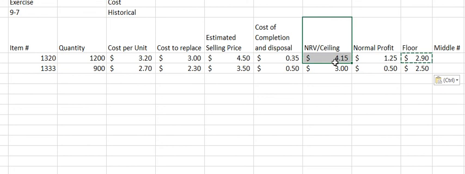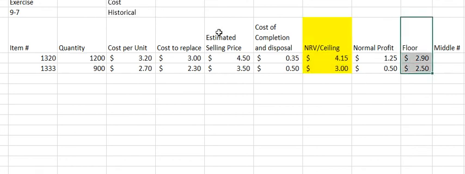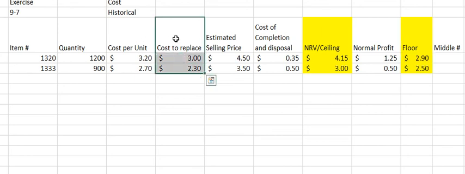Then we want to see where our replacement cost hits. Is it going to be above the ceiling, or below the floor, or right in between? This number will compare with our floor. Also, I'll highlight that and compare it to our replacement cost. These are the three numbers we'll look at. And remember, we want the middle number. The middle number will be our market number.